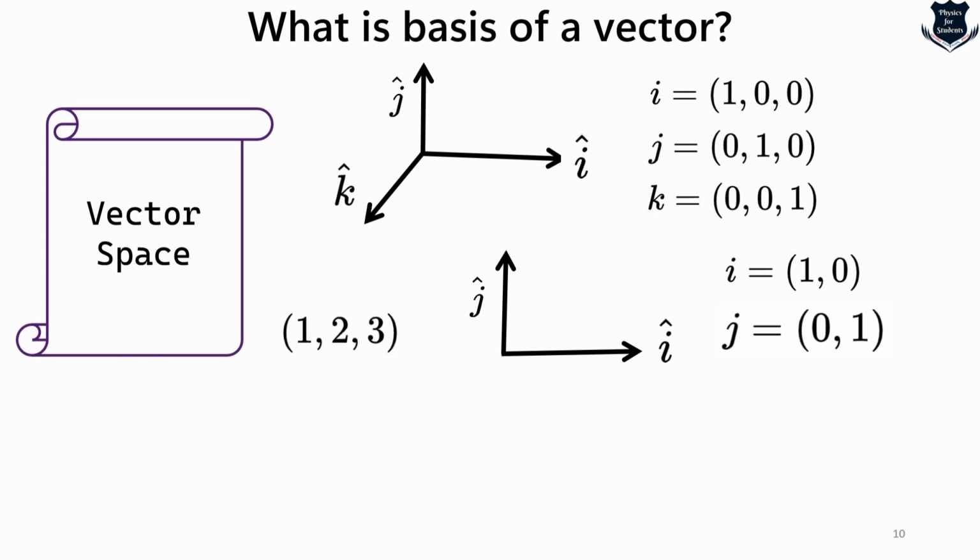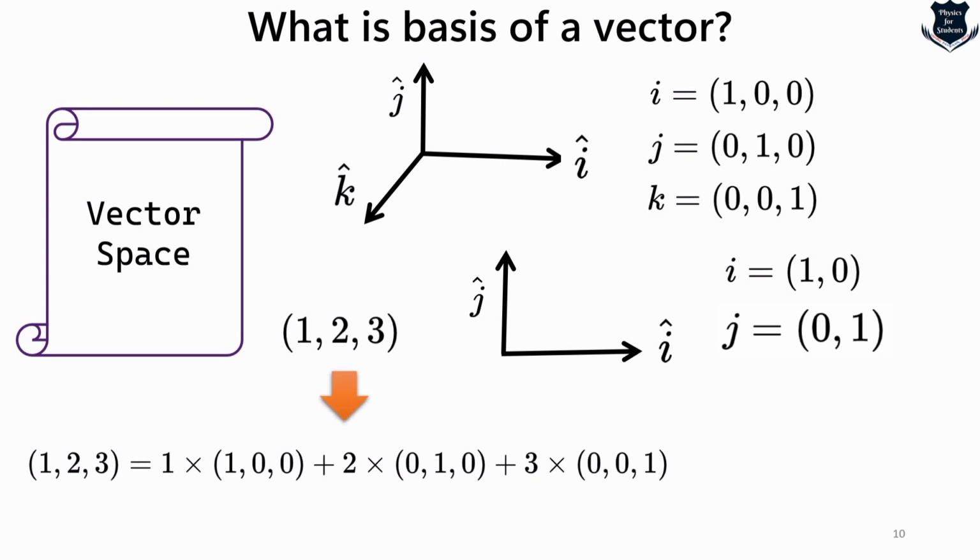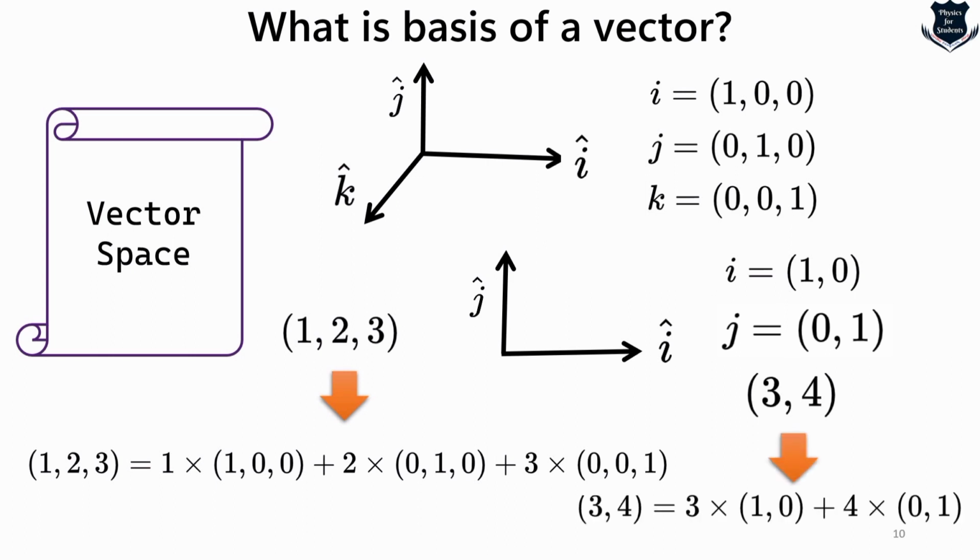Okay, so if I take a vector, say for example (1, 2, 3), a 3-dimensional vector with i, j and k, we can definitely do this kind of linear combination. We do this by representing each component of the vector as a linear combination of the basis vectors, right? So (1, 2, 3) can be represented as 1 times (1, 0, 0) plus 2 times (0, 1, 0) plus 3 times (0, 0, 1), right? We can take another vector (3, 4), which can also be represented as 3 multiplied by (1, 0) plus 4 multiplied by (0, 1).